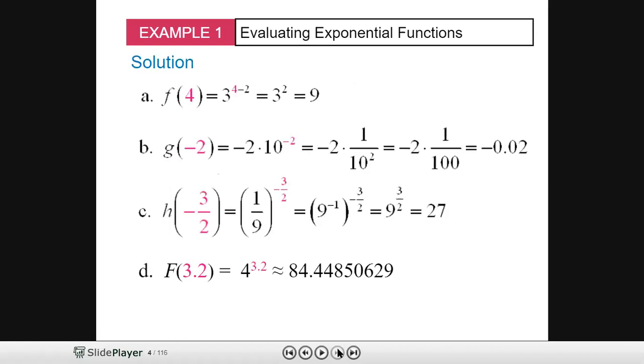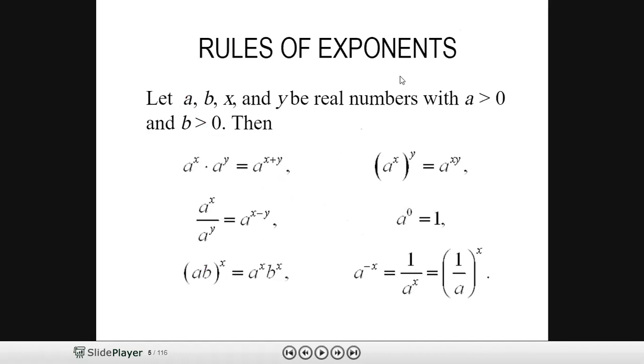So let's see. We can solve all those we have seen in the previous slide. That is f of 4. What we are doing is just replacing each and every x wherever the x is. This time it is in the exponent. So we are just replacing the x everywhere, and we will get the values. Anyhow, let's see rules for exponents.